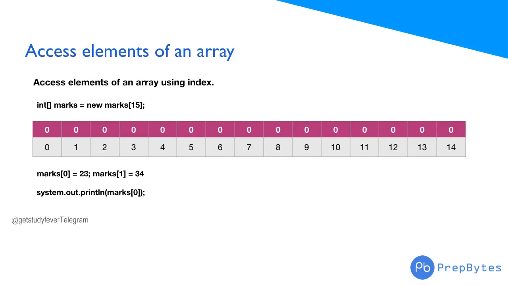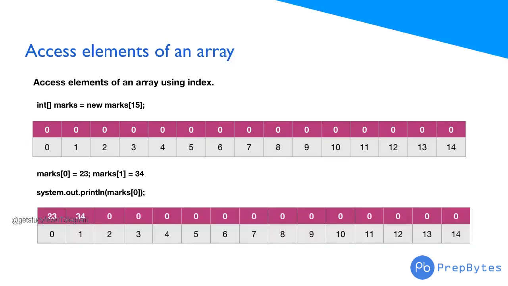Okay. So after this particular operation, our array looks something like this. The first element gets the value 23, the second element gets the value 34. And if we go back to the System.out.println, if we print marks[0], we get the output as 23. So this is how we access elements of an array.